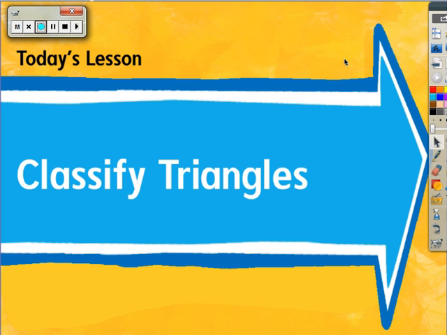So, on that note, today we are going to classify triangles. There are two things that you need to know about classifying triangles. There are two different ways to classify them. The first way is by their sides. The second way is by their angles.